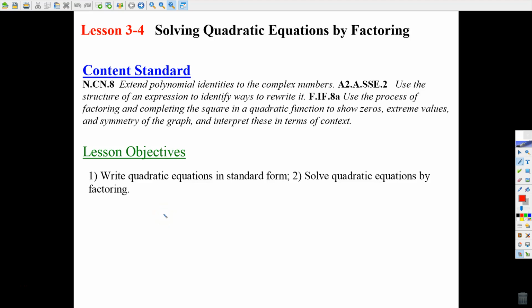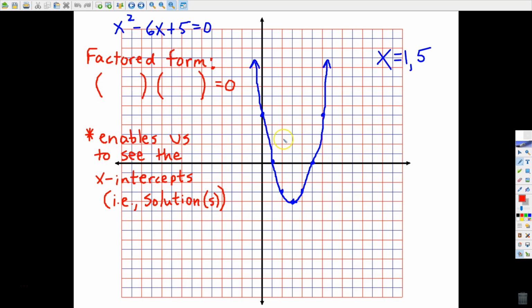Today's lesson is solving quadratic equations by factoring. We've already looked at solving quadratic equations by graphing, and I just wanted to show you this to connect what we did a couple of sections ago and how that compares to what we're going to do today.